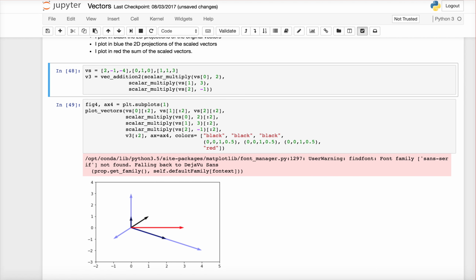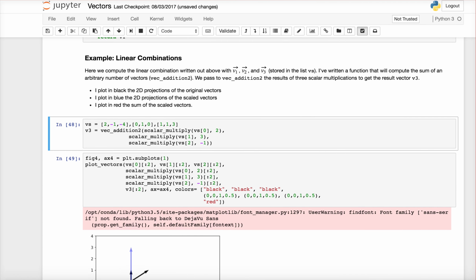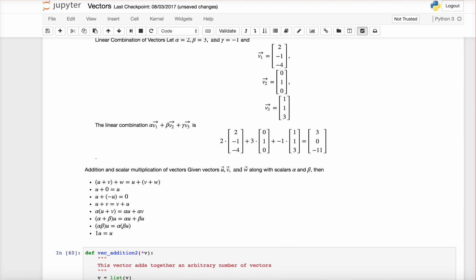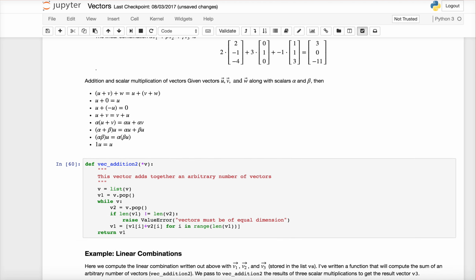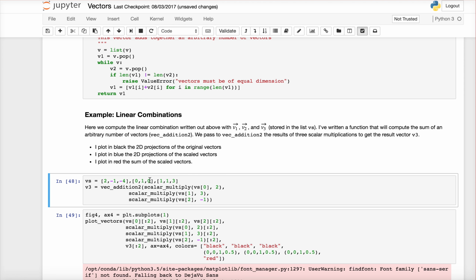So, and this is, my v1 is 2, -1, 4, v2 is 0, 1, 0, and v3 is 1, 1, 3, which we have right here.